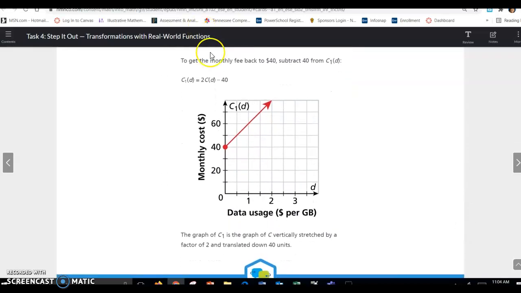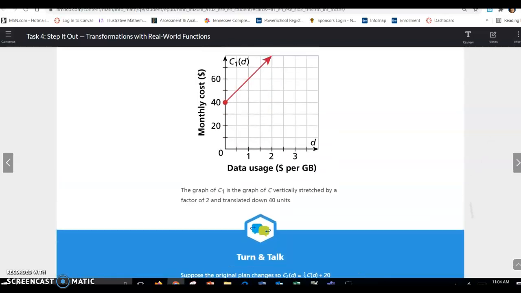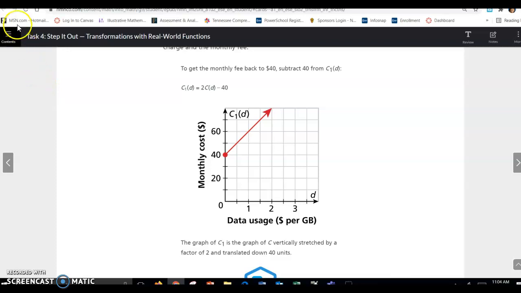All right, so that's why they are subtracting 40 here, because we doubled the whole function, and then we subtract 40 to get our y-intercept back to 40. All right, that is it. If you have any questions, please let me know.